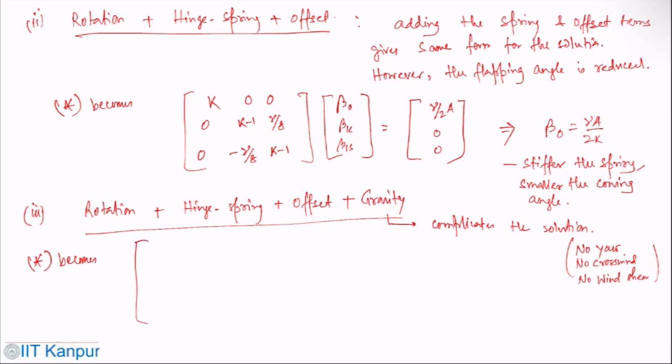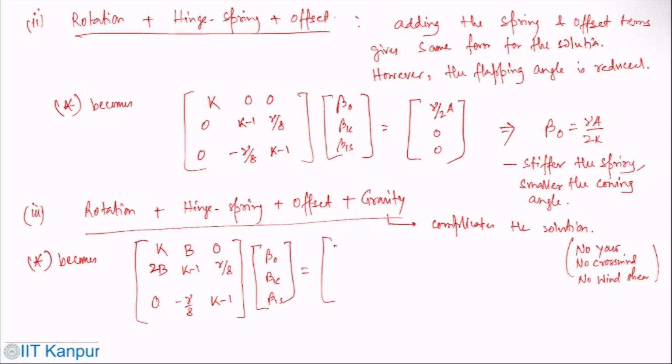Okay. Then the solution matrix becomes K, 0, 2B; 0, K minus 1, gamma by 8; 0, minus gamma by 8, K minus 1; times beta naught, beta 1C, beta 1S; equals 2A, 0, 0. Okay.